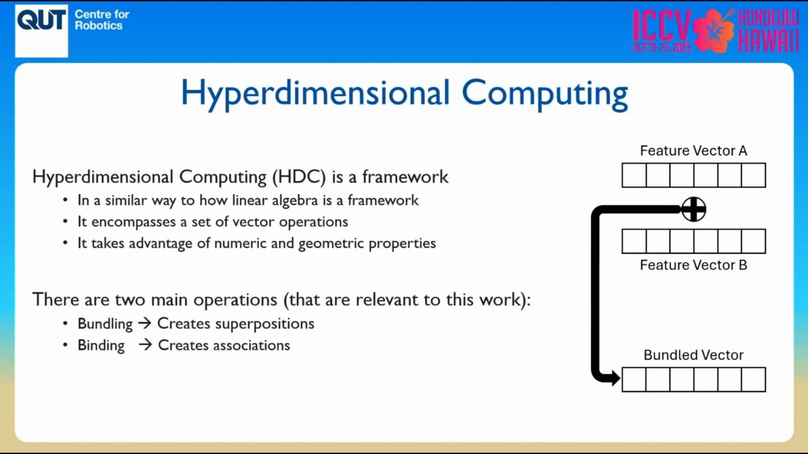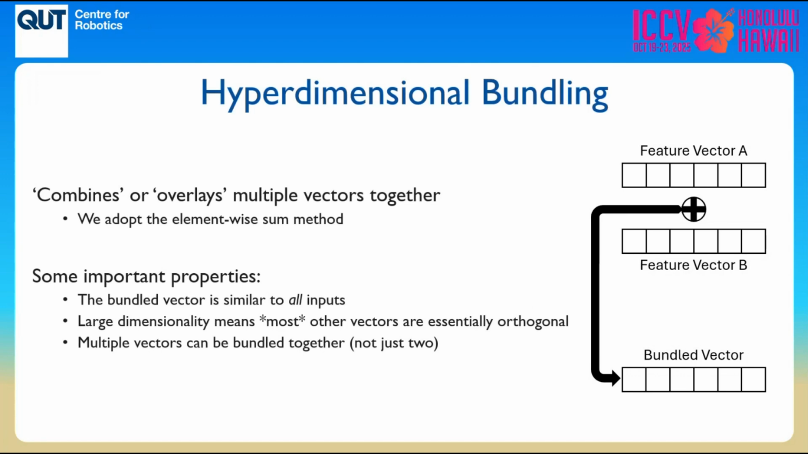The method that we introduce in this work relies on the concept called hyperdimensional computing. Now, this is essentially a framework in a similar way to how linear algebra is a framework, encompassing a set of vector operations and taking advantage of numeric and geometric properties. There are two main operations in hyperdimensional computing that are relevant to this work: bundling, which aims to create superpositions, and binding, which creates associations. The particular operation that we use in this work is bundling, which combines or overlays multiple vectors together.